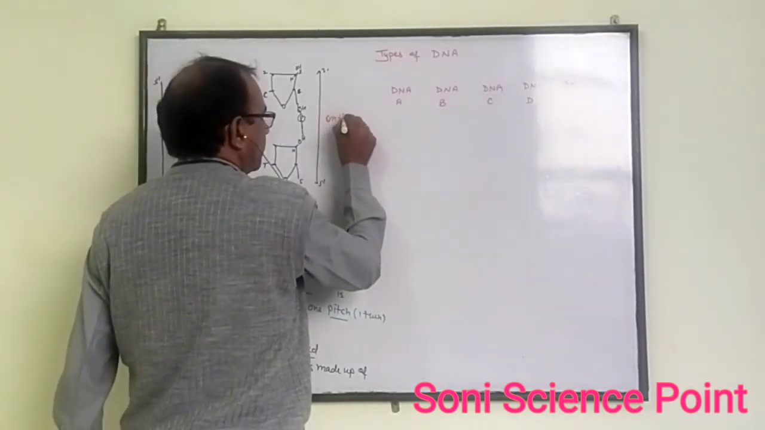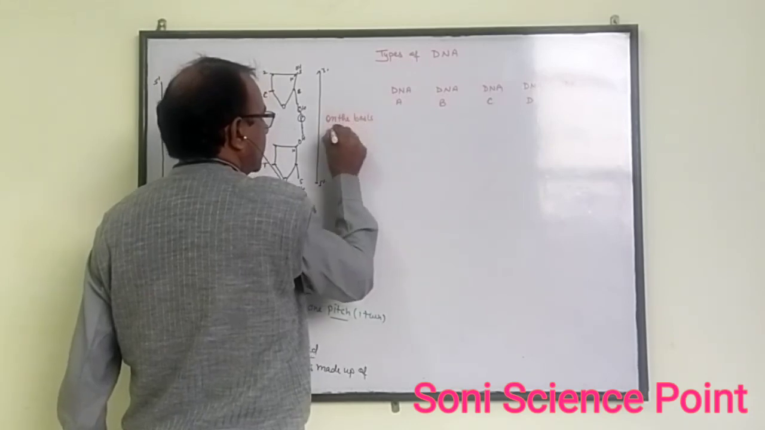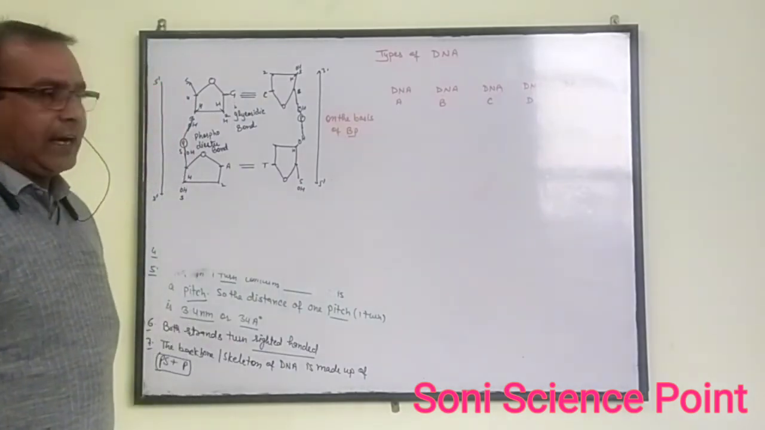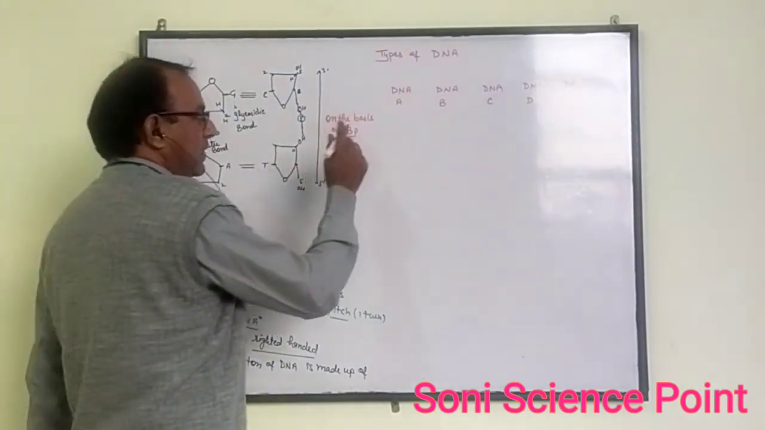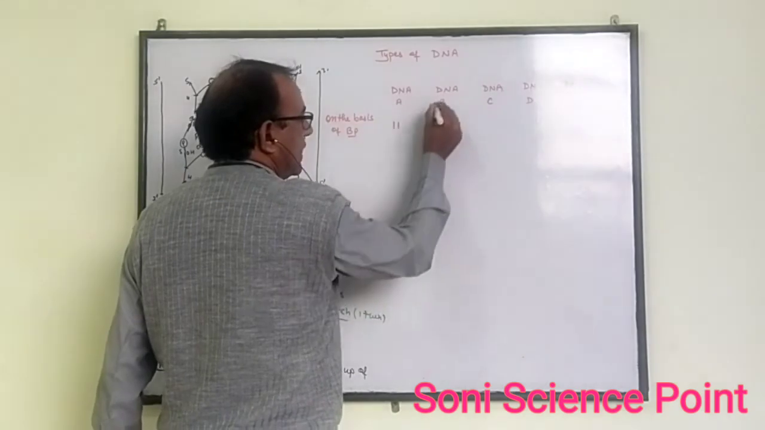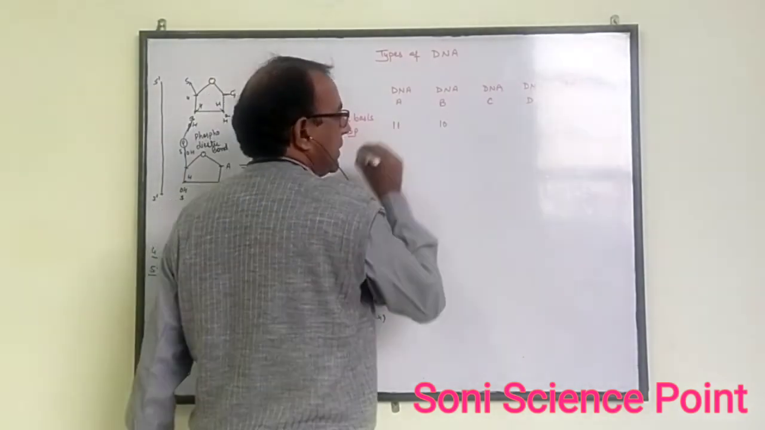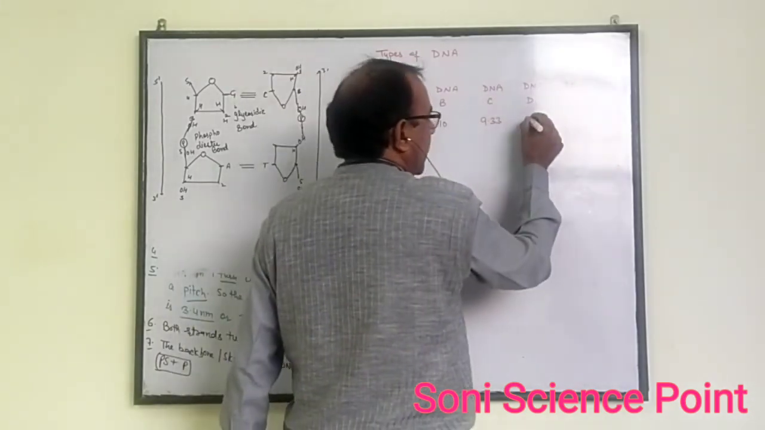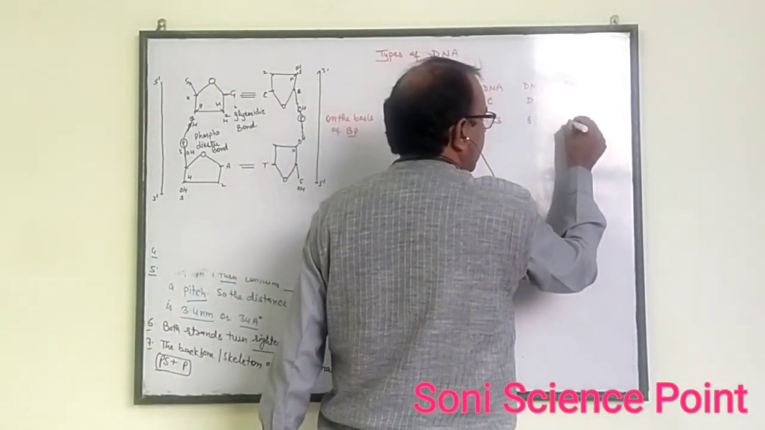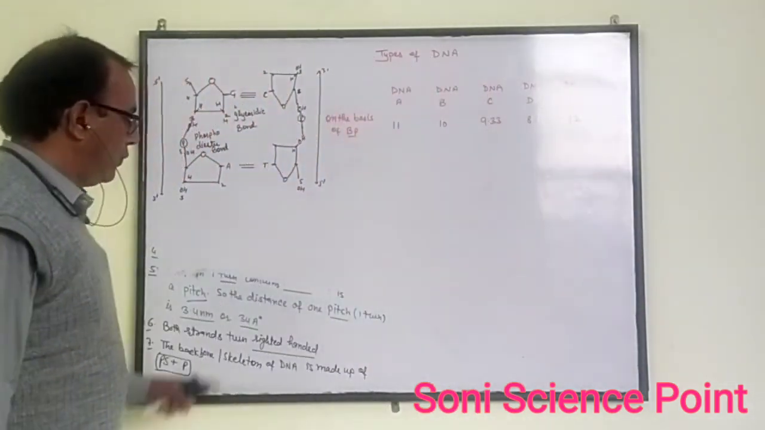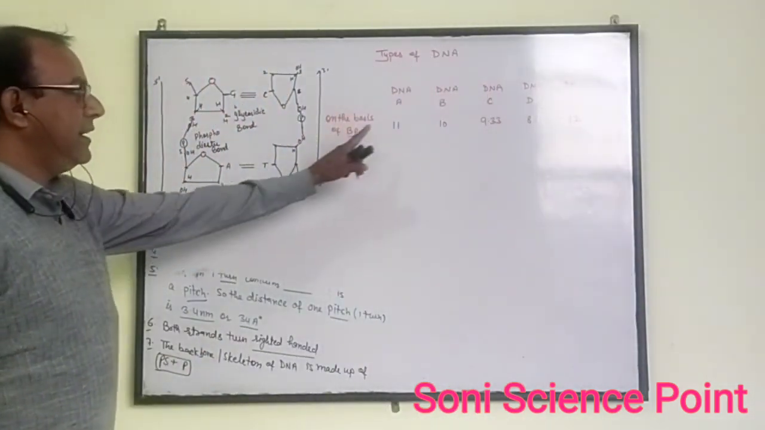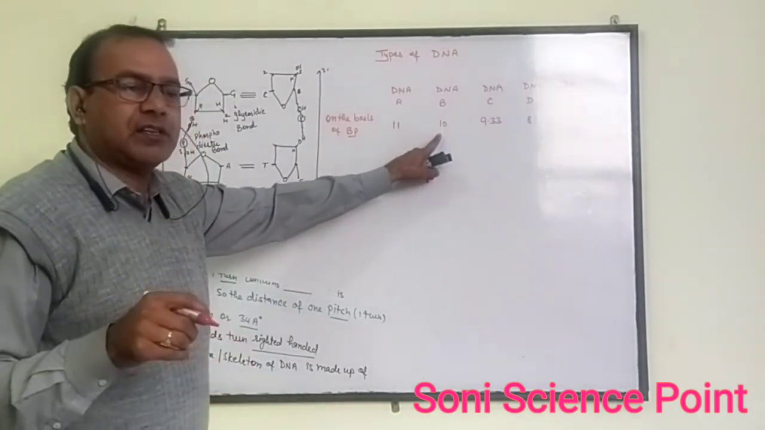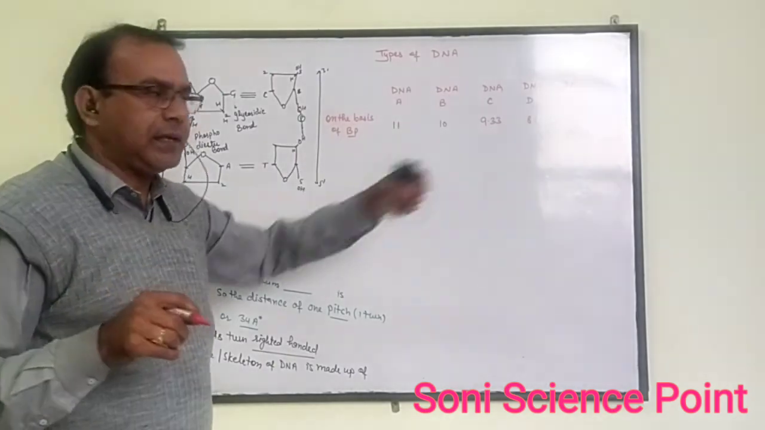First one is on the basis of nitrogen base pairs. DNA A contains 11 base pairs. DNA B contains 10 base pairs. DNA C 9.33 base pairs. DNA D 8 base pairs and DNA Z is 12 base pairs. We have discussed DNA B because we discussed that there are 10 base pairs. So the DNA which contains 10 base pairs is DNA B.